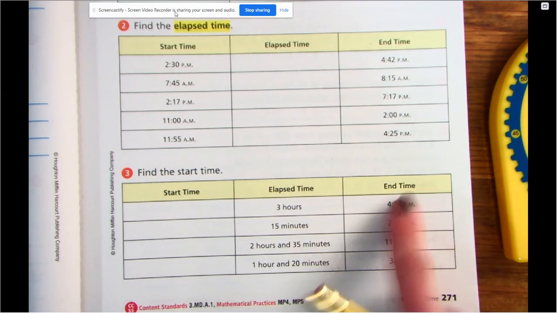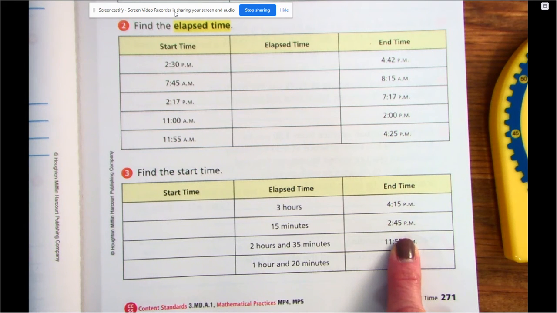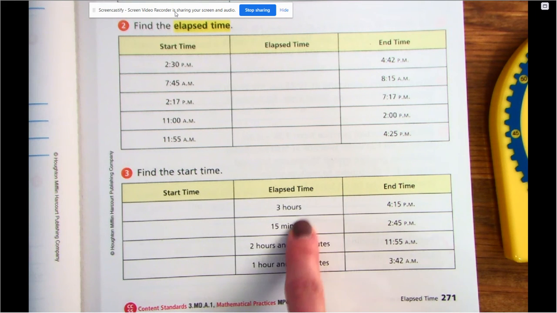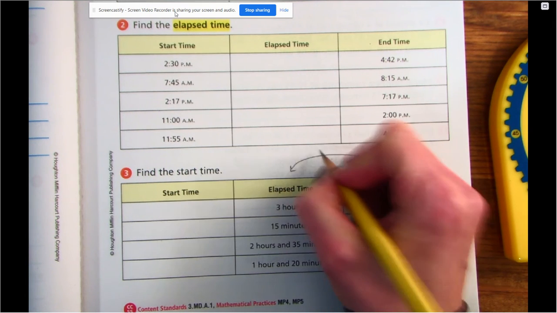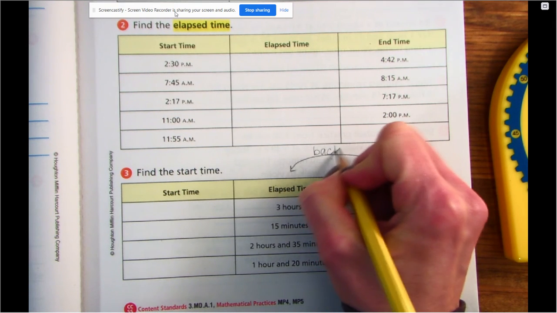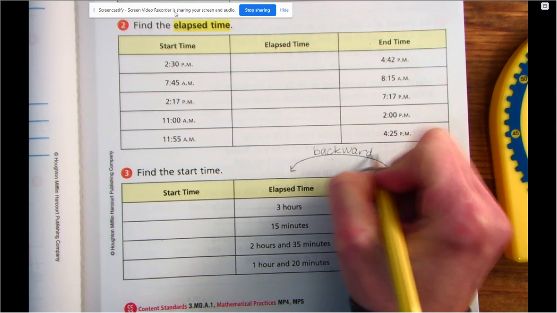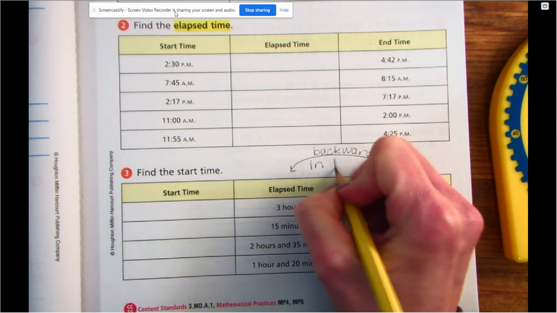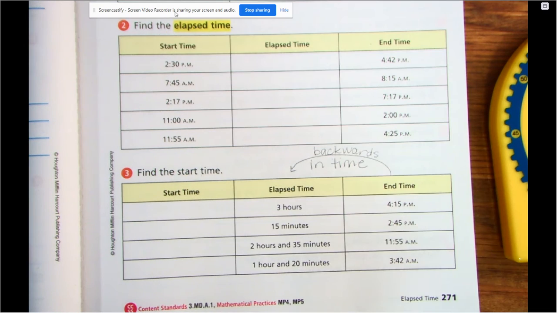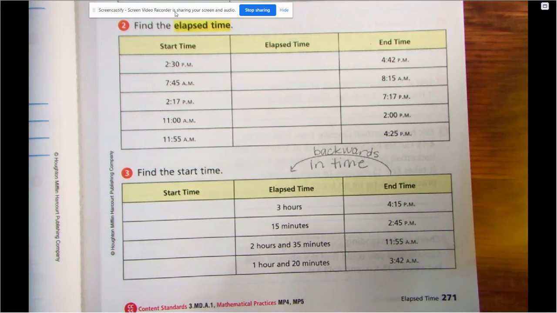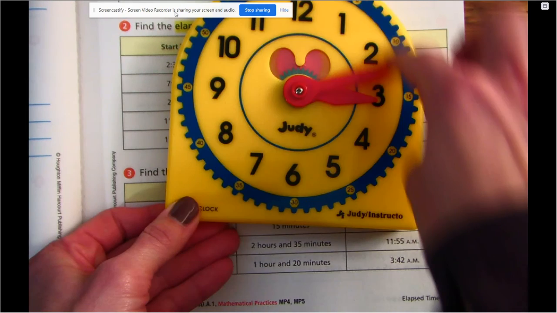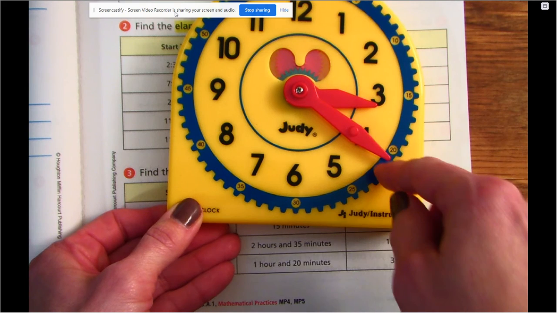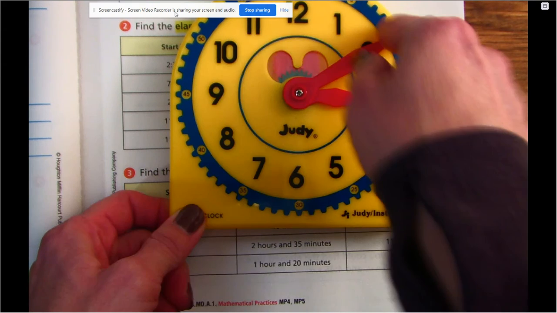So now we have the end. We know what time we're ending. Right? But now I need to go backwards. So I'm going to draw our arrow and say we need to go backwards in time. Right, to find the beginning or the start time. So instead of moving what we call clockwise, which is this way around a clock, we're going to go counterclockwise. Counterclockwise is backwards on a clock.